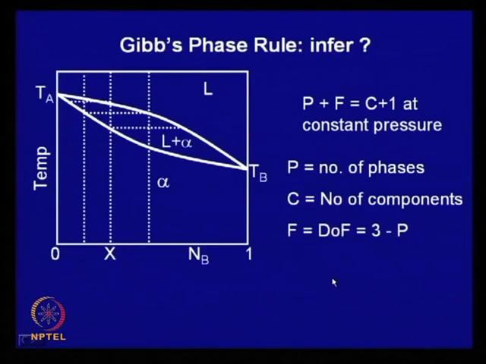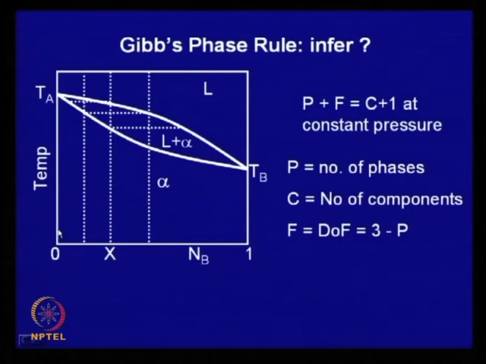Now, while dealing with solidification of pure metal, we introduced the concept of phase rule, Gibbs phase rule. And what do we infer from Gibbs phase rule? Which is illustrated here. Gibbs phase rule is stated as P plus F equal to C plus 1 at constant pressure. Here P is the number of phases, C is the number of components, and F is the degree of freedom. Now, we are considering a binary alloy.